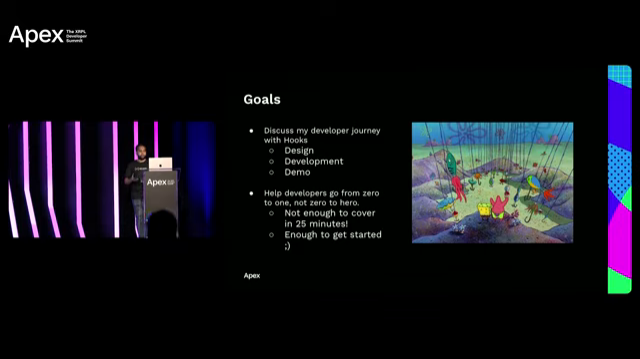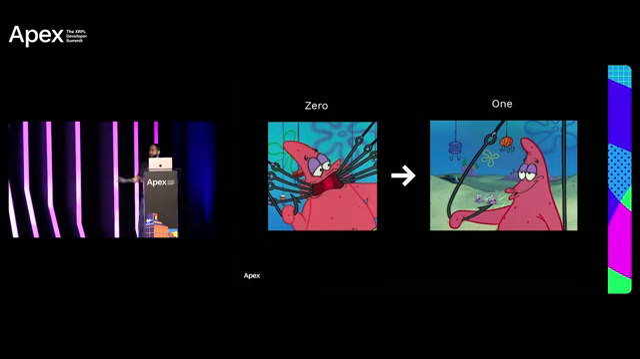And this is to help developers go from 0 to 1, not 0 to hero. There's not enough time to cover how to become an expert in 25 minutes, but just enough to get started. And this is what I mean by 0 to 1 and not 0 to hero.